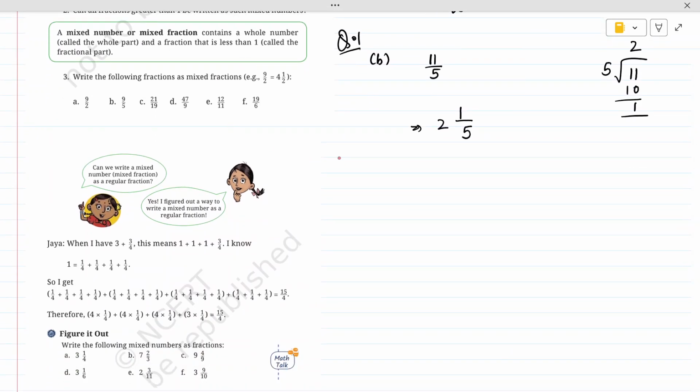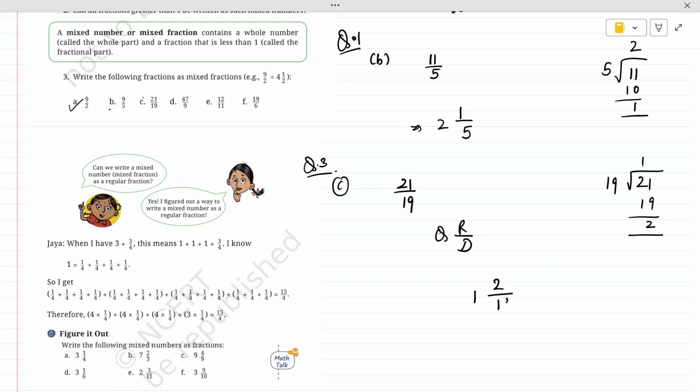Question number 3. The 9 by 2 is already done. So, I am picking 9 by 5 here. Or let me pick C part. C part is 21 by 9. So, what we will do? Simply divide. What is the formula? Q R by D. Q is quotient, R is remainder and D is the divisor. This is our mixed fraction, how we have to write it.